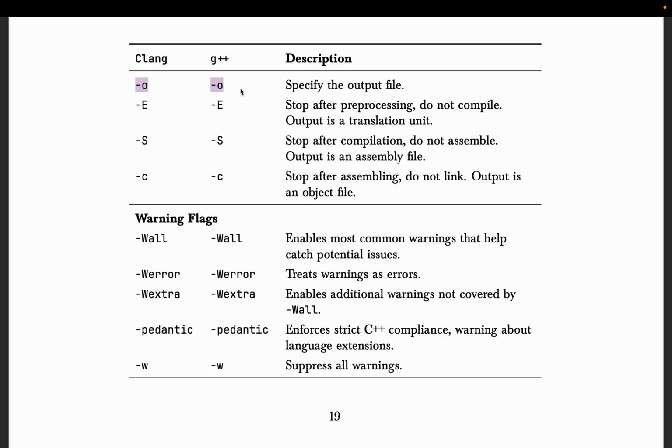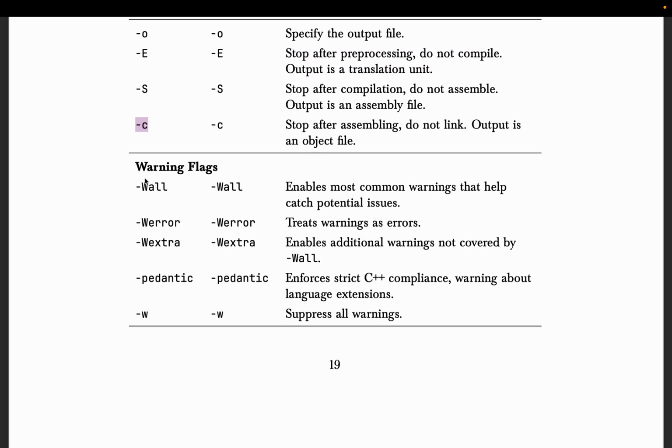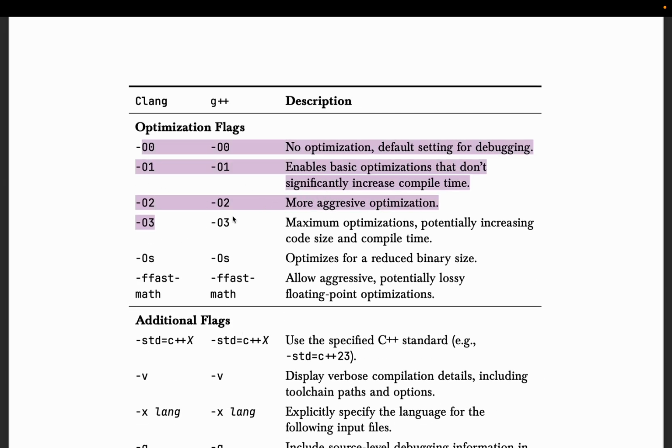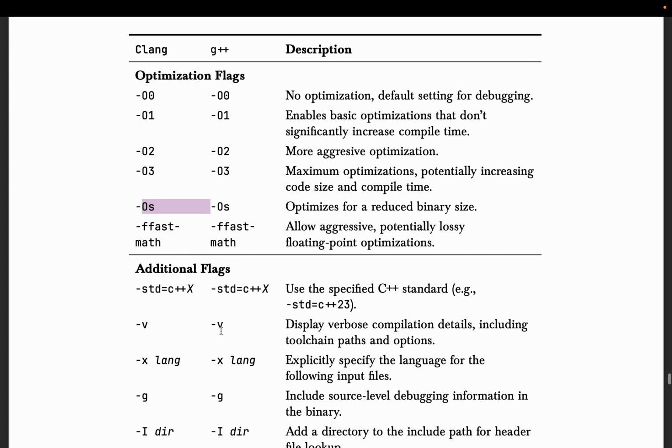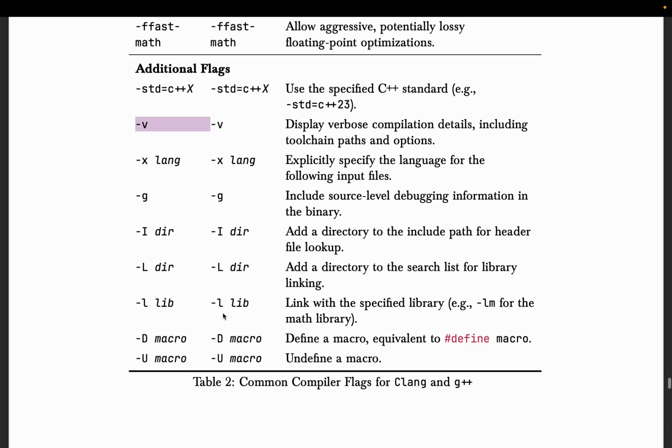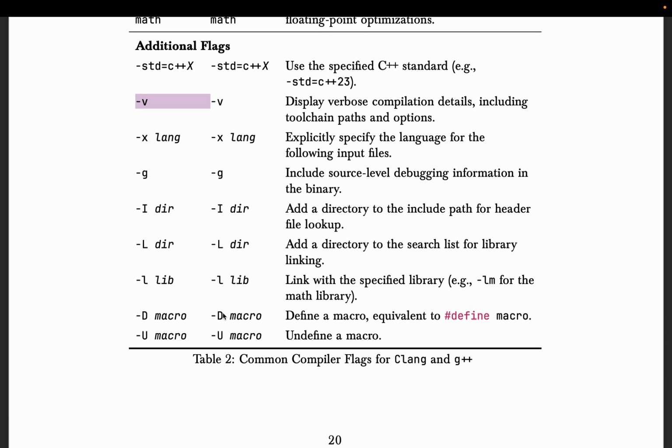Worth noting is the -o flag, which you can use to specify the output file. We saw the -E, -S, and -c flags. There's various warning flags, which you can use to enable or disable certain compiler warnings. There's some optimization flags, like you could enable different levels of optimization or perhaps optimize for a reduced binary size, etc. And then there's some additional flags. We've been using the standard flag to control which standard we're using. There's the -v flag, which displays some verbose compilation details, as well as this list of other flags here. Feel free to take a look at these notes. They should be in the video description if you're interested.